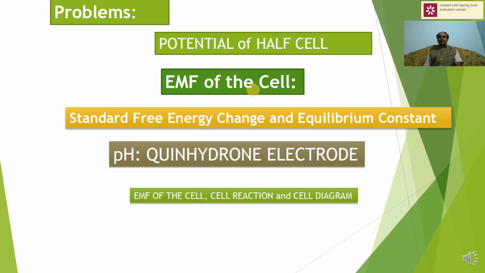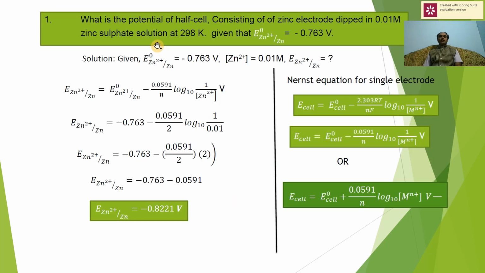In this present lecture, I would like to discuss the various types of problems in electrochemistry on the EMF of the cell. They are potential of cell, EMF of the cell, standard free energy change and equilibrium constant, and calculation of pH on quinhydrone electrode. And this is one of the general problems I am going to discuss. Now, I will take the problems one by one.